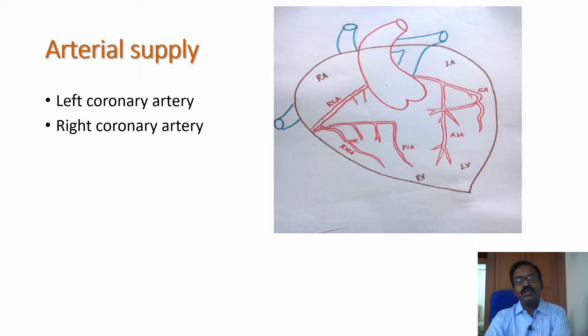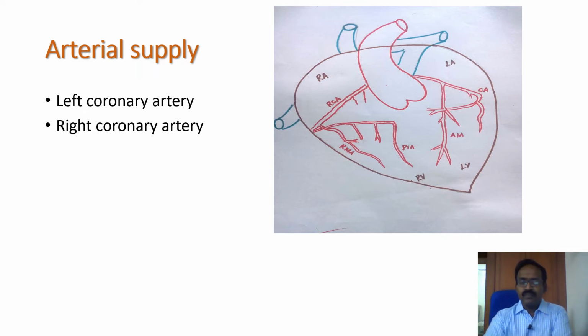The right marginal artery is a branch of the right coronary artery. The posterior interventricular artery is also a branch of the right coronary artery. The left circumflex artery and anterior interventricular artery are branches of the left coronary artery. Both the left and right coronary arteries arise from the base of the aorta, behind the aortic cusps of the semilunar valves.